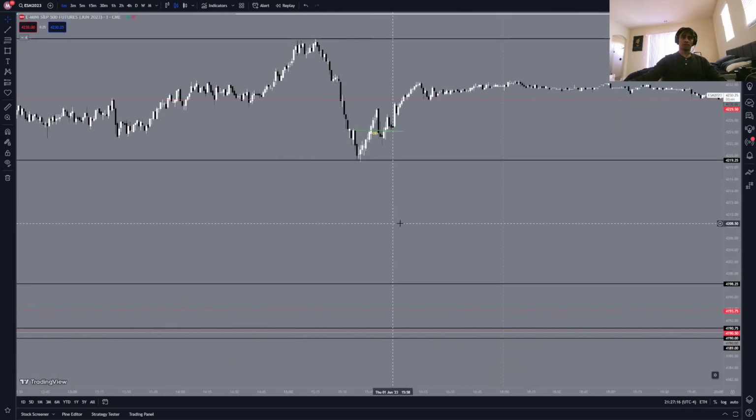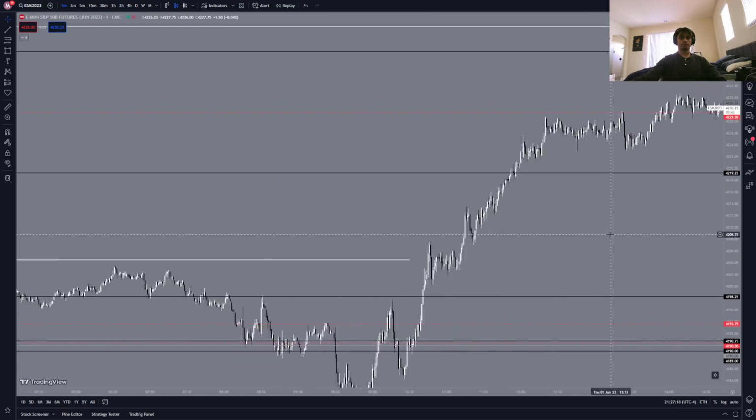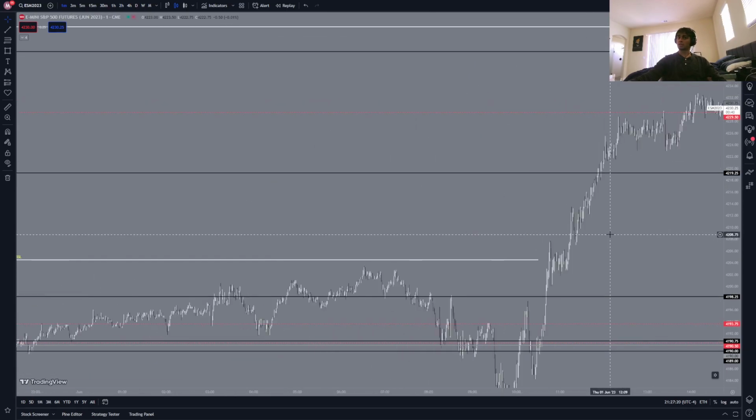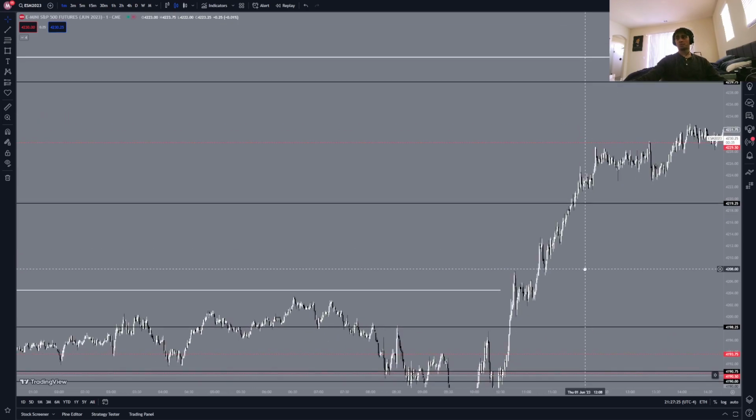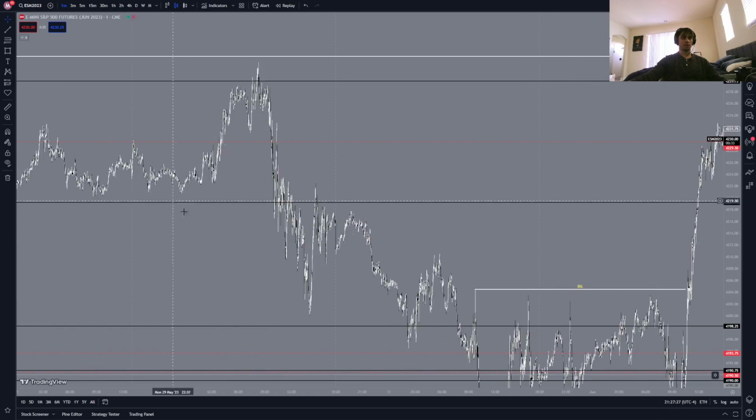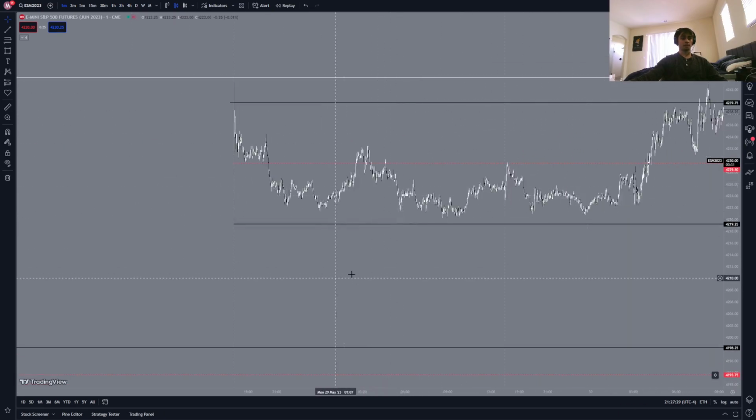Cool. Next thing I wanted to mention was just kind of how cool new week opening gaps are. So obviously this is the new week opening gap from the most recent week, right?